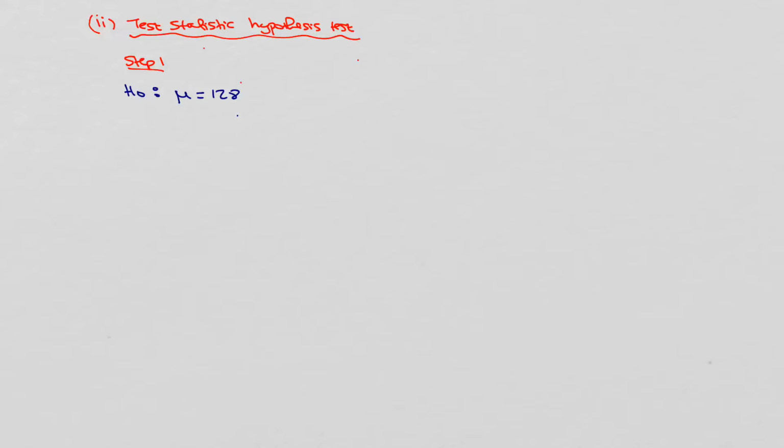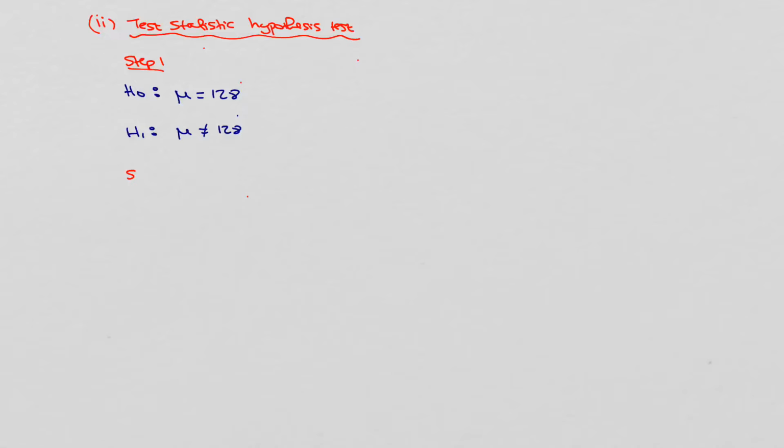Okay, so part 2. We're going to do our test statistic hypothesis test, using our 5% level of significance. So step 1 is always in our hypothesis test to state clearly our null and our alternative hypothesis. So our null hypothesis is that the mean has not changed. In other words, the mean is 128. Our alternative hypothesis is that the mean has changed. In other words, the mean is not going to be 128.